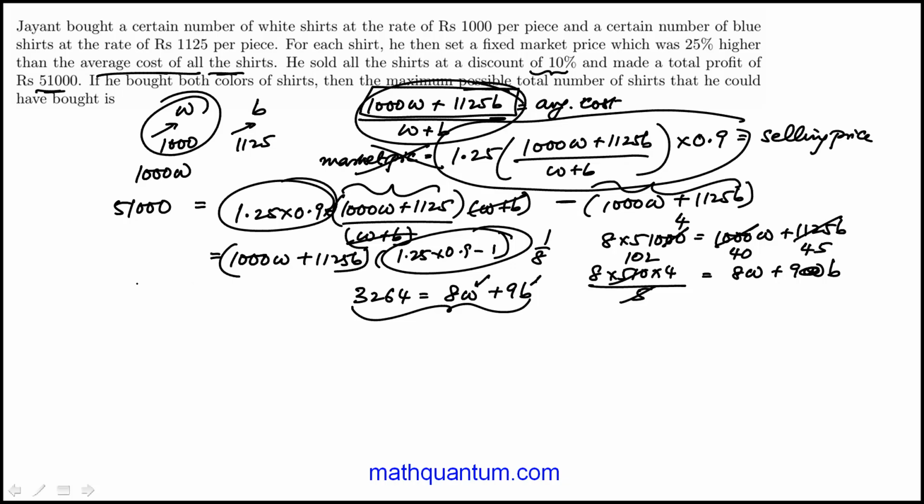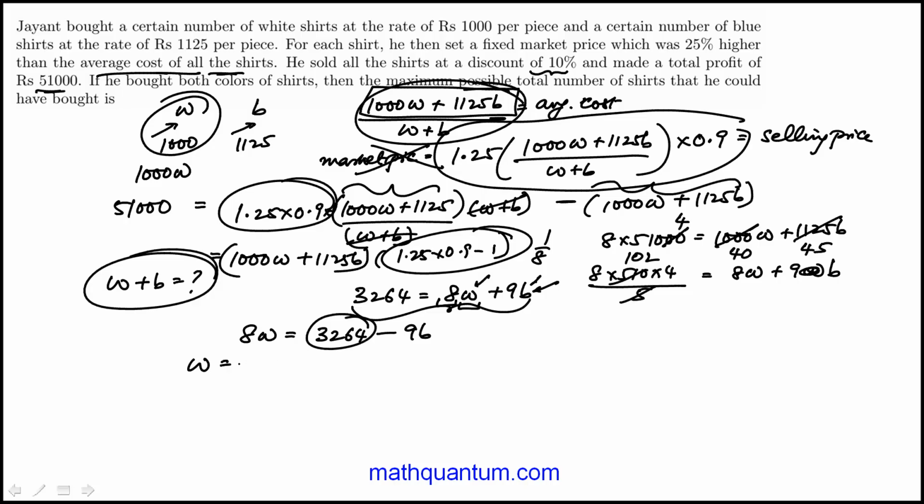Now our goal is to maximize the total number of shirts sold, W plus B, this part. Now you'll note here that the lower I can make B, the greater the value W would be, because that has a lower coefficient. So what I'll try to do is to make W as large as possible. So I'll move this term to the other side, then divide by 8, and you'll see this is divisible by 8. And notice B can only take those values for which W is an integer.